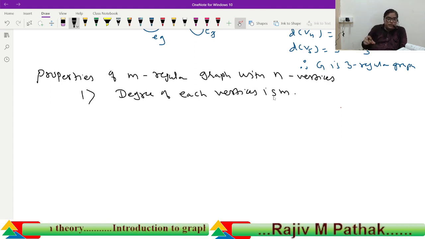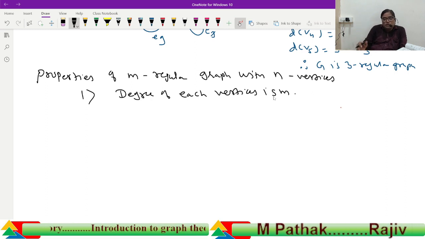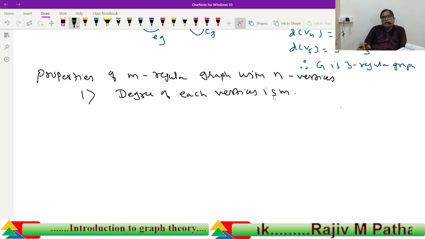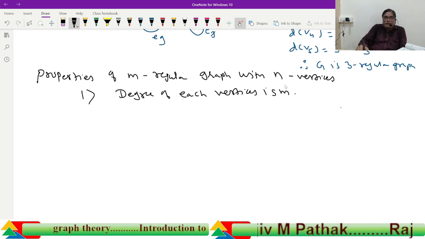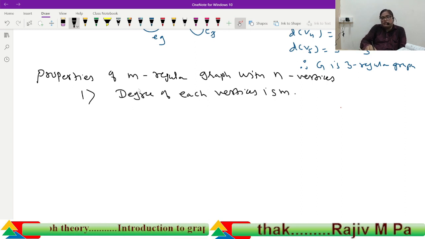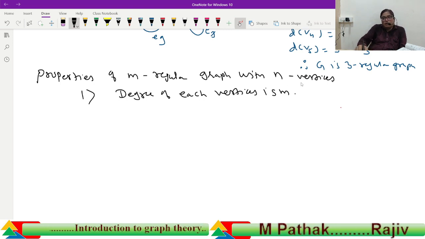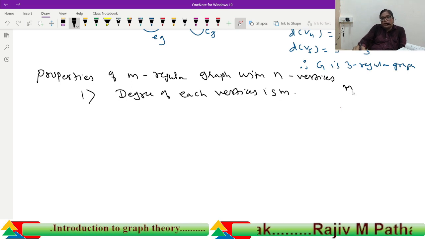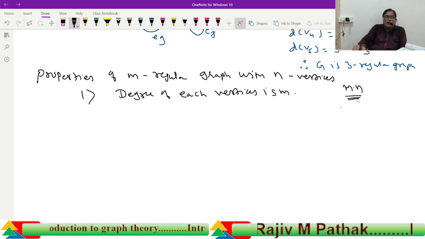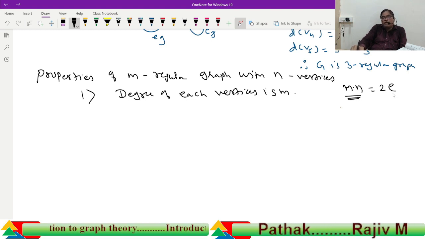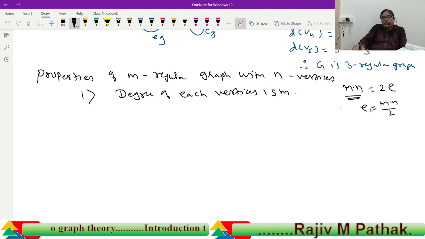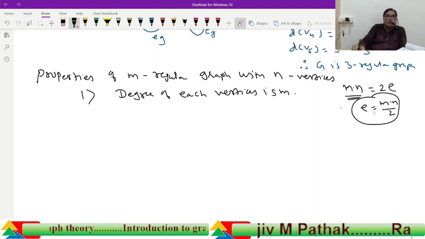So how many edges are there in the m regular graph? We use the handshaking lemma. What is that lemma? The sum of the degrees of all the vertices of a graph is 2 into the number of edges. So how many vertices are there here? n vertices. And what is their degree? m. The degree of each vertex is m. That means we add m, n times, because there are n vertices and each has degree m. When you add m, n times, what do you get? m into n. So the sum of the degrees of the vertices is mn, but this mn is 2 into the number of edges. So what is E? m into n by 2. So the number of edges in a regular graph is m into n by 2.